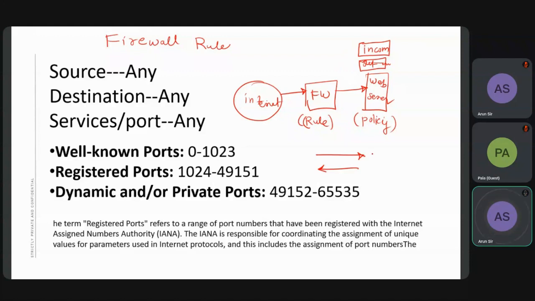For incoming traffic, we call this ingress, and outgoing, we have egress. Ingress and egress. So let's say we have to decide which packets come inside through the firewall to this web server. For that, we can decide what is my source, what is my destination, and at which port it should come.